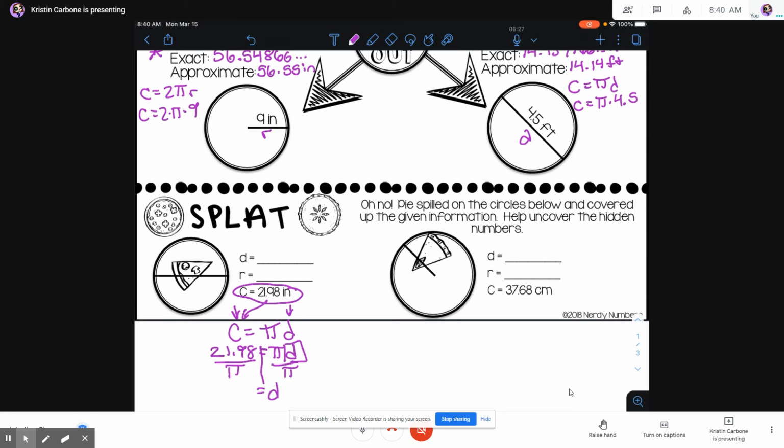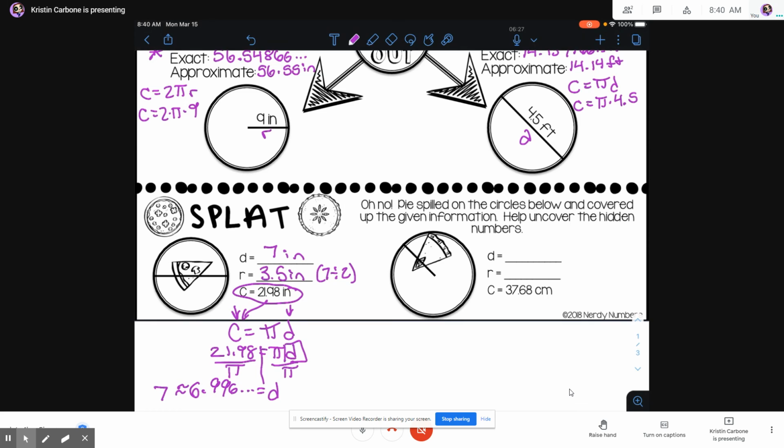So when we do 21.98 divided by pi, we get a value like 6.996... We're just going to round this to 7. So that makes our diameter 7 inches. And to get our radius, we're going to go ahead and do 7 divided by 2. So we get 3.5 inches for our radius.